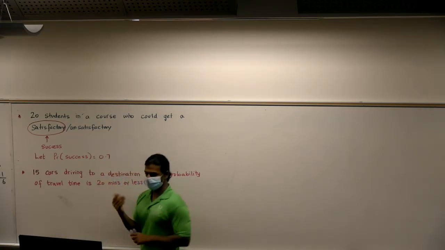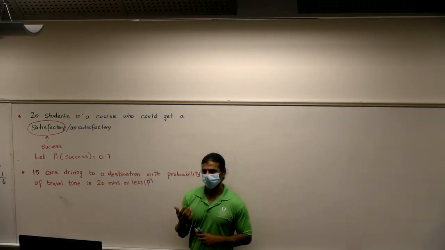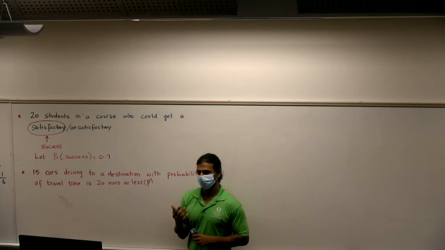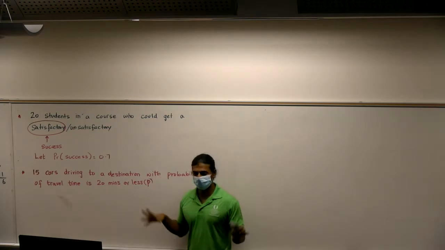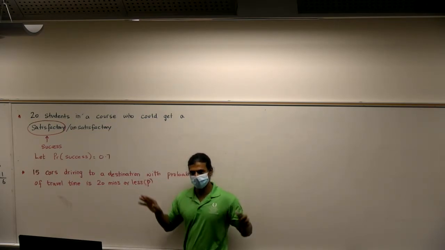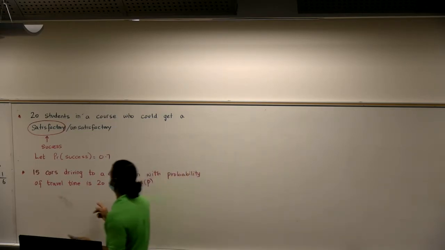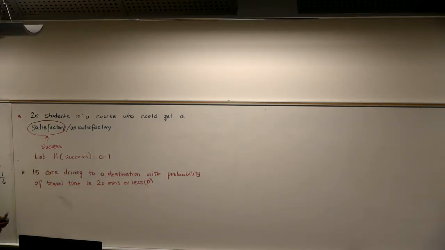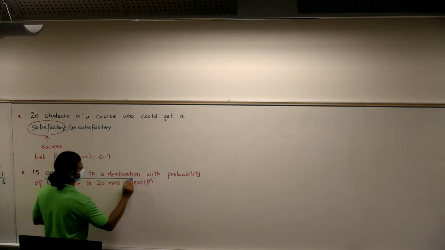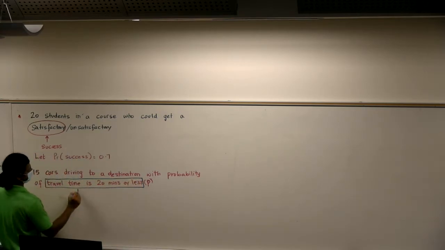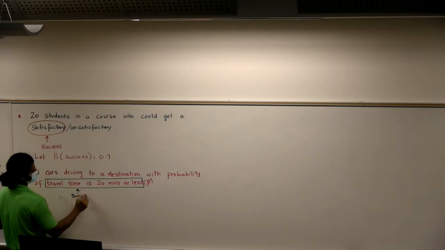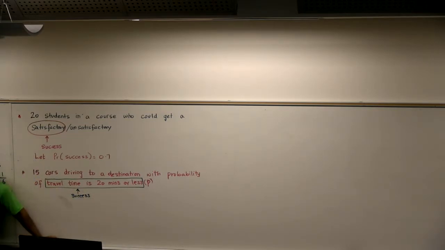And do you believe that they are independent? Unless they're in traffic with each other. Let's say that the people are not related at all. People who are driving the cars, are they independent? Yes. The success would be travel time being 20 minutes or less. And the failure would simply be that the travel time is greater than 20 minutes. Benton, did you have one?